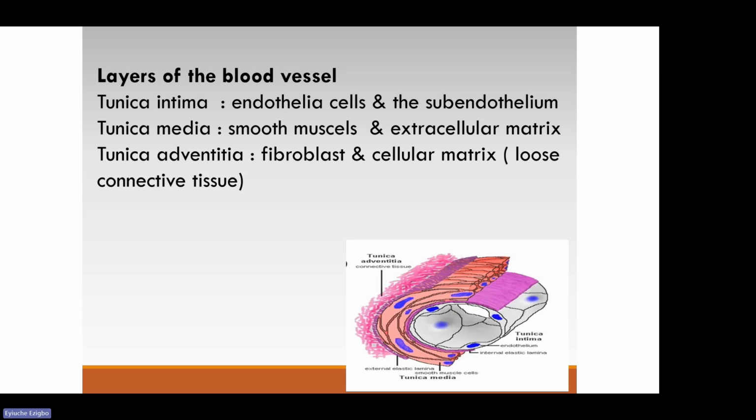You can see it in this diagram. You get the fibroblasts there, the extracellular matrix, and loose connective tissue. You can see the tunica adventitia, tunica media, and tunica intima. The endothelial cell layer is a single cell thick. So that is a simple structure of the endothelial cells.